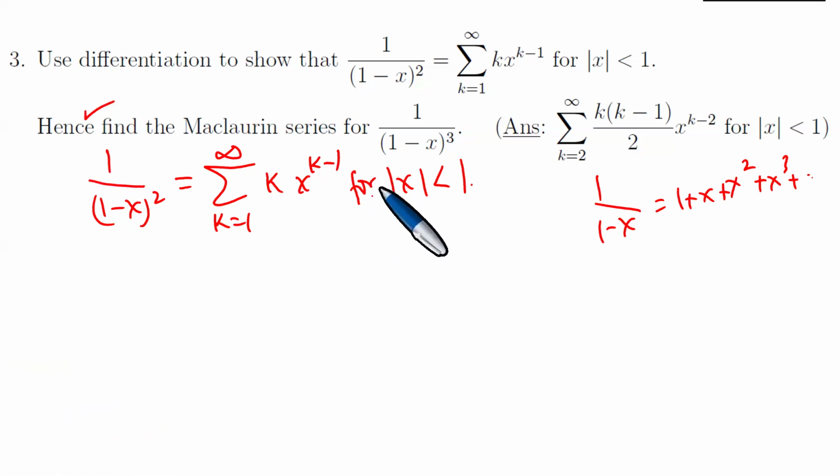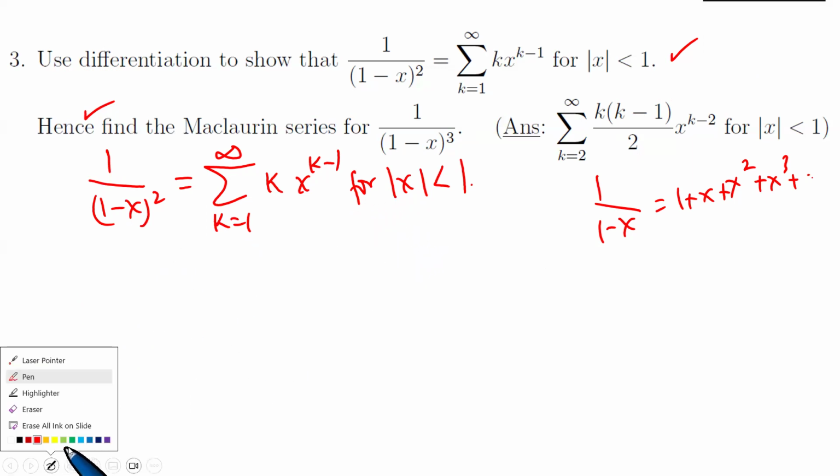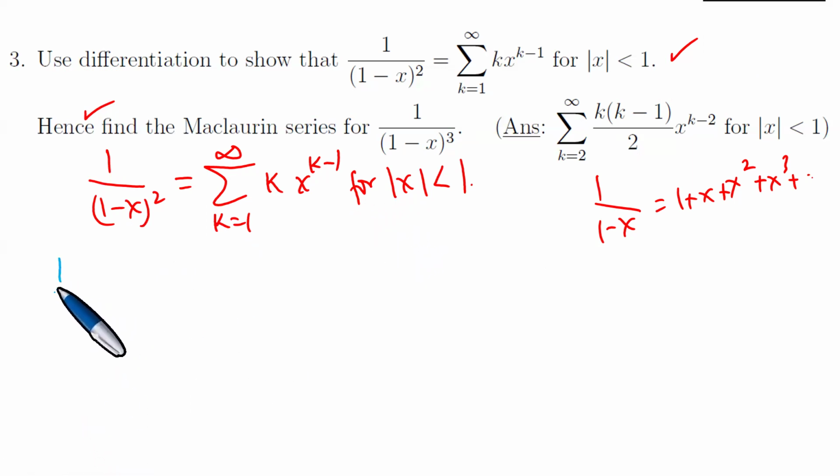Okay, so this is the case for x less than 1. So this one, they are saying hence, so we must use this. But now they want us to get the cube. Now we need to think a little bit. How do we get this cube from the square?